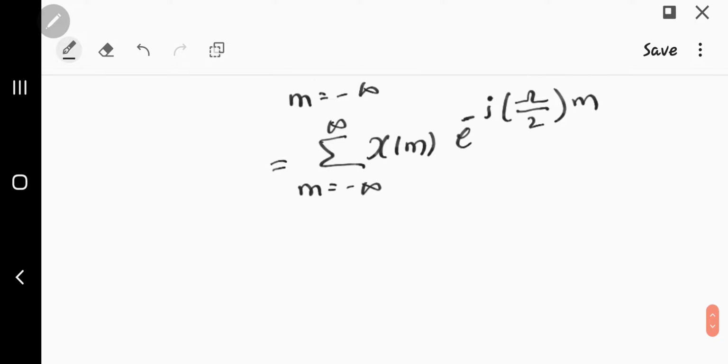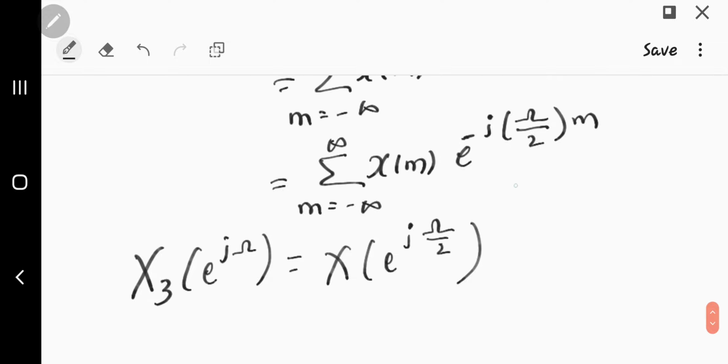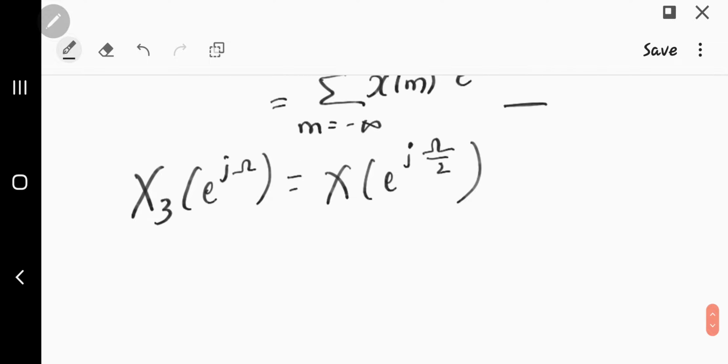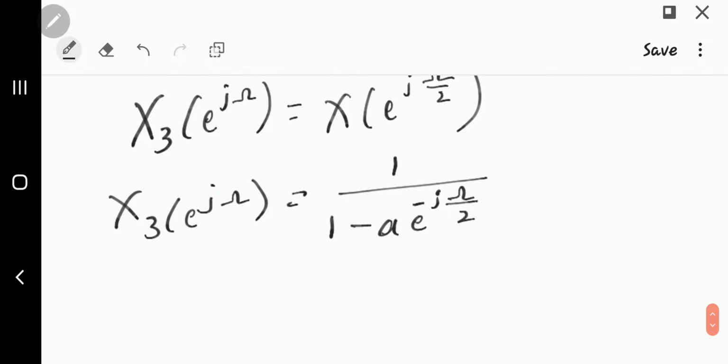Now if you observe this, our x3 of e to the power of j omega is equal to x of e power j omega by 2. So this is the scaling property. Based on that, we are writing this. So this is the scaling property, if you can remember this. So that gives us 1 divided by 1 minus a e to the power of minus j omega by 2. So this is our x3 of e power j omega.